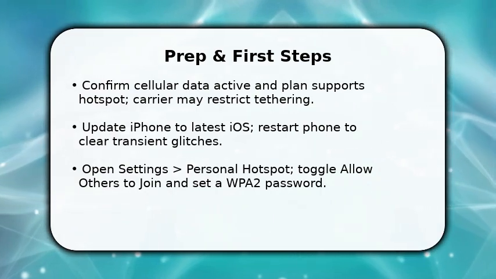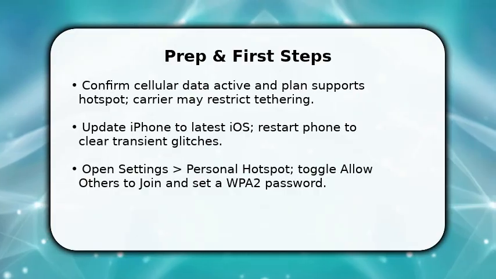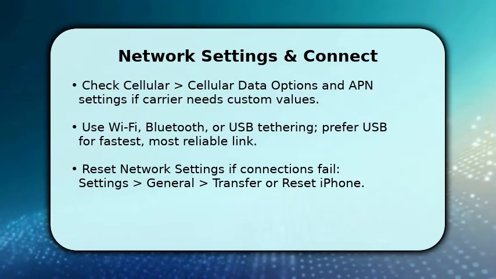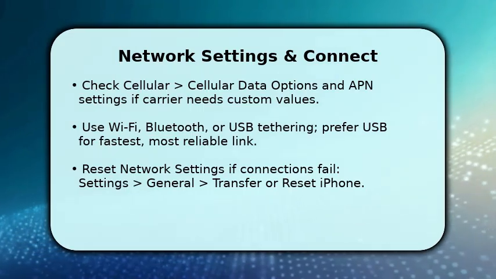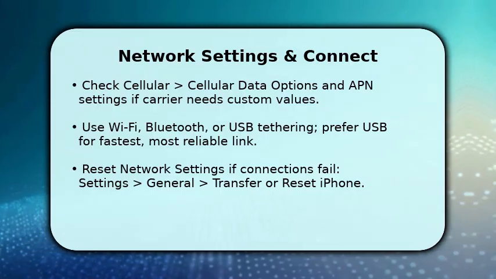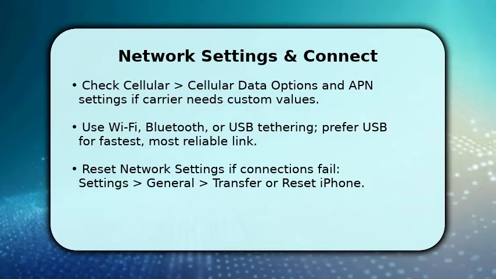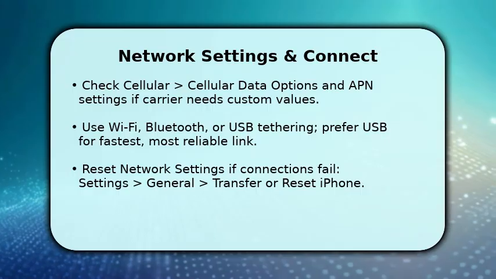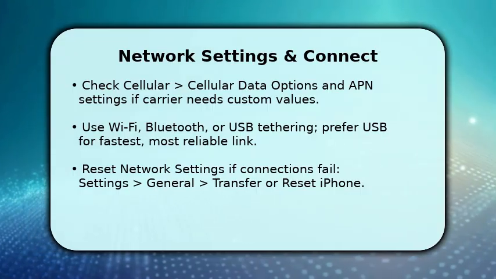Next, you dig into connections. Verify cellular data options and the APN values your carrier requires, because incorrect APN blocks hotspot authorization. Try connecting the client device via Wi-Fi, then via Bluetooth, and finally via USB. USB often bypasses wireless handshakes and proves if the phone is serving an IP.